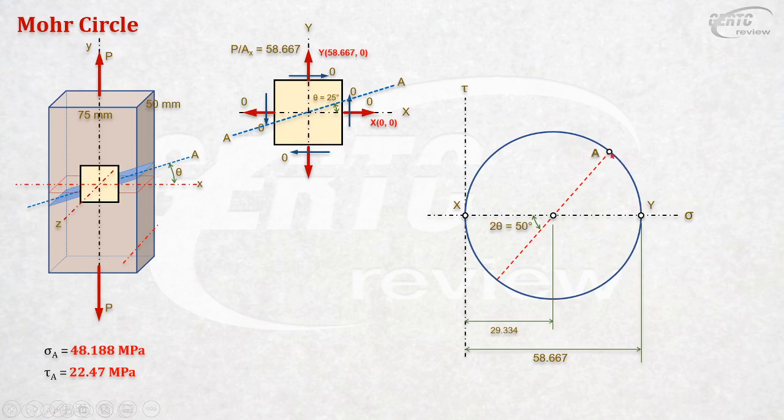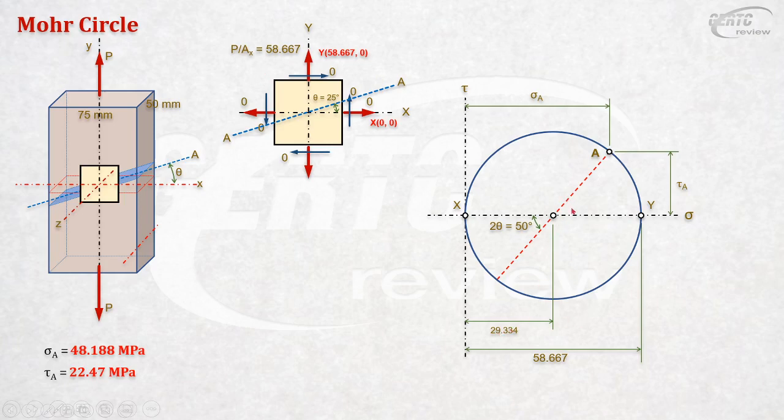The coordinate of that defines the stresses on plane AA. So just look for the coordinate of that, sigma and tau, then you have the stresses. Alright, so this is your sigma A already, and this will be your tau A. Of course, to do that, you must be knowledgeable with a little trigonometry. You don't need to memorize the formula here. The radius of the circle is 29.33.